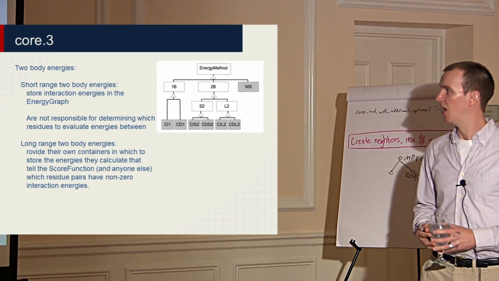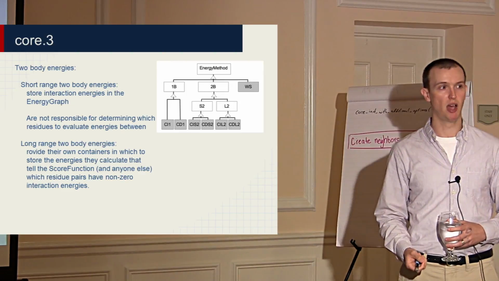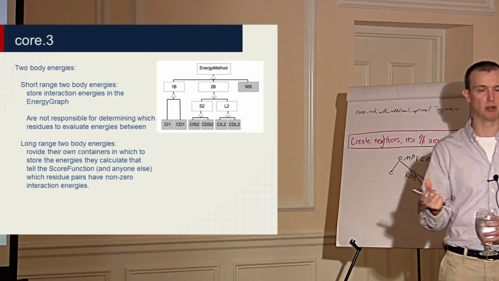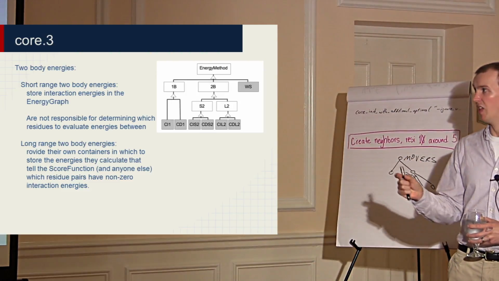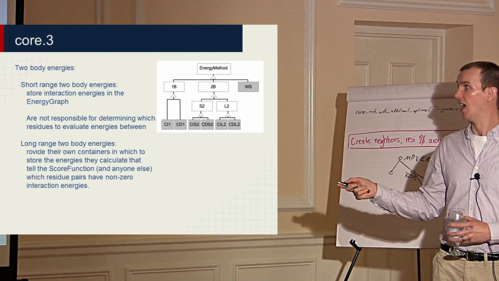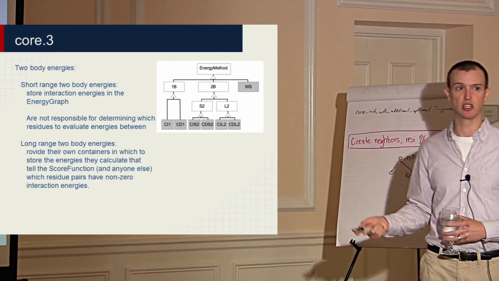So an example of a short-range two-body energy would be the Lennard-Jones energy. There's some cutoff distance, usually at 6. Sometimes people play with 9. And beyond that, there's no pair interaction energy calculated. And then when you calculate the Lennard-Jones energies, they're stored in the energy graph.